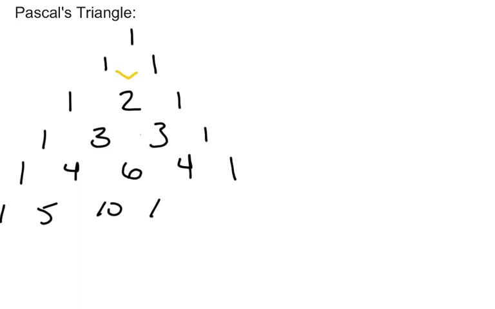So to get to the next row, we'll start and end with 1. Add together 1 and 2 to make 3, and 2 and 1 to make 3. Start with 1, add the 2 together, make 4. Add 3 and 3 to make 6. 3 and 1 is 4, and end with 1. 1, 5, 10, 10, 5, 1.